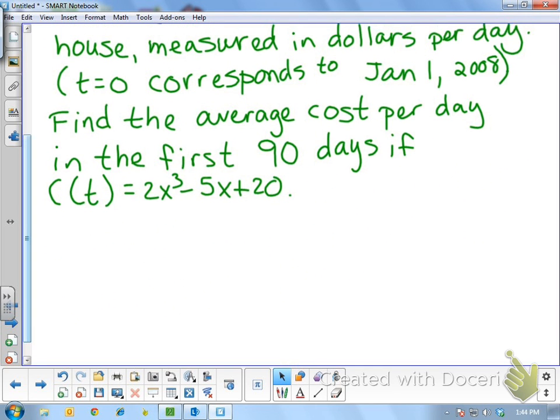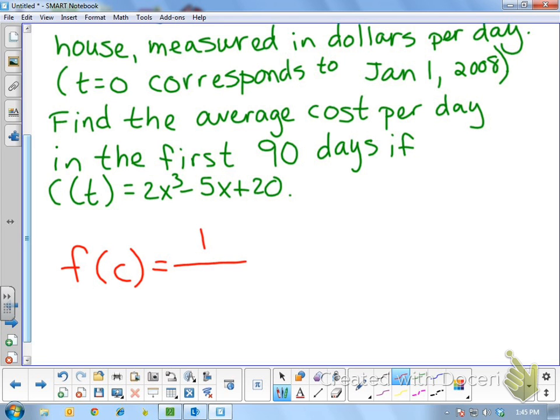So now we just go to our average value formula. We know the average cost will be adding up all those costs per day and dividing by how many days it was. So it basically comes down to the average value formula. f of c equals 1 over b minus a. What is b minus a in this case? 90 is b minus 0. Why did we use 0 for a?